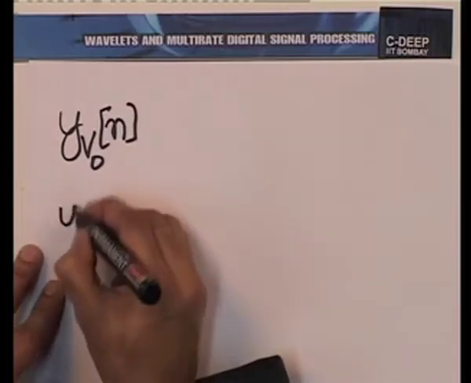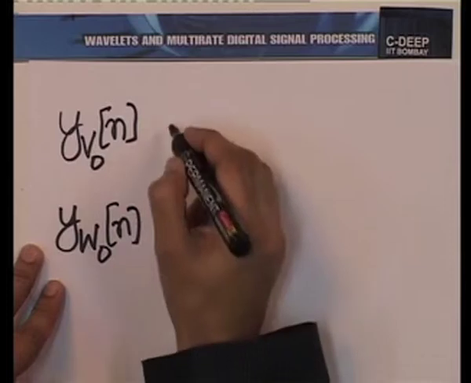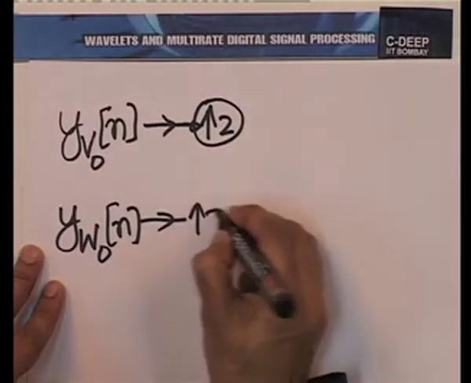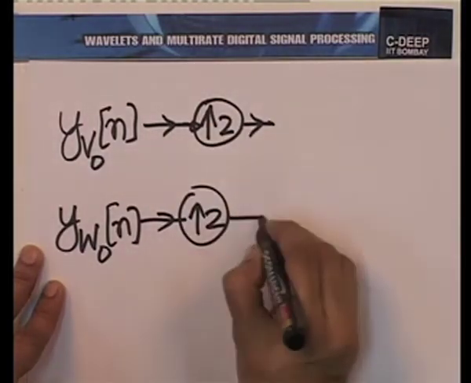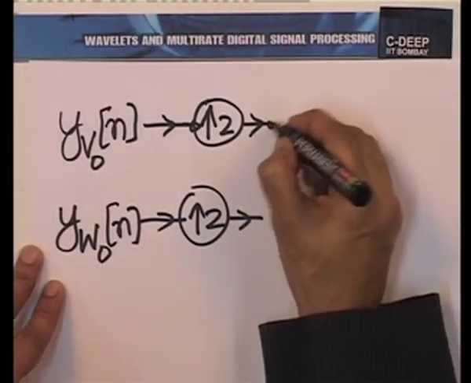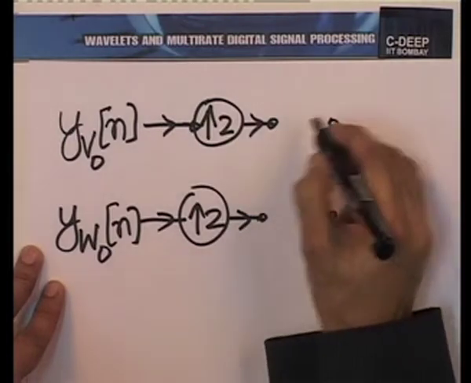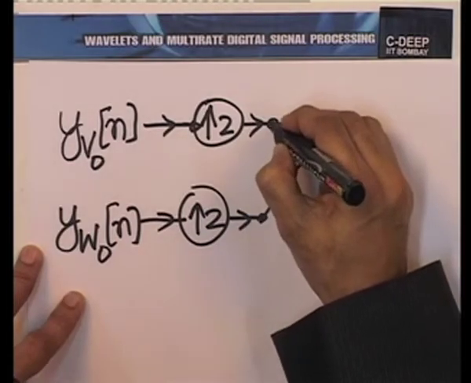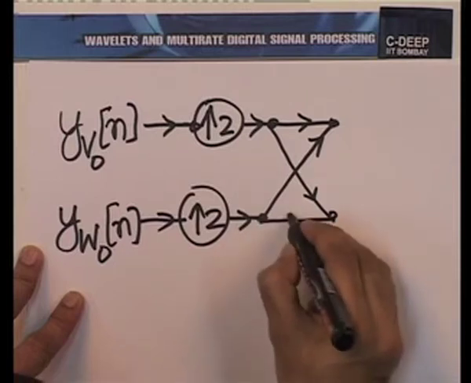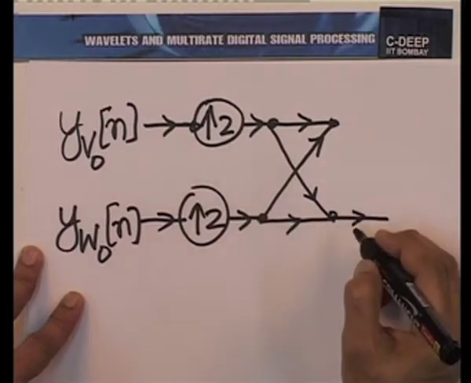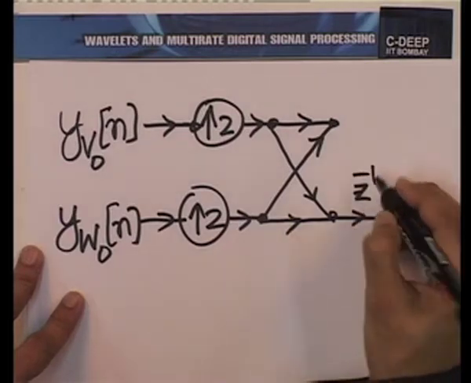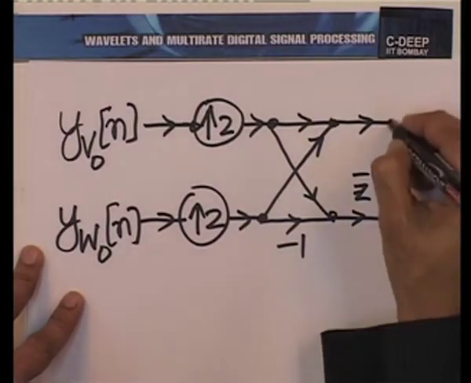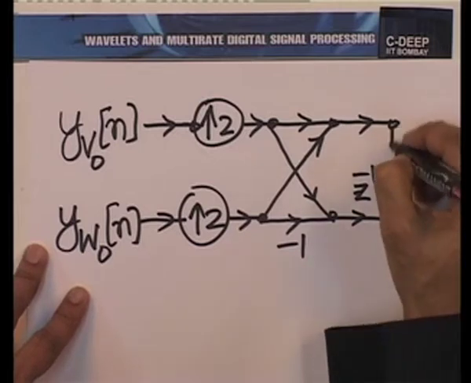y v0 n, y w0 n, upsample by 2, follow it with a sum difference operator, but remember there is a Z inverse there. And this is what is added. So, you see, if you like, you can bring the addition here, it does not matter.